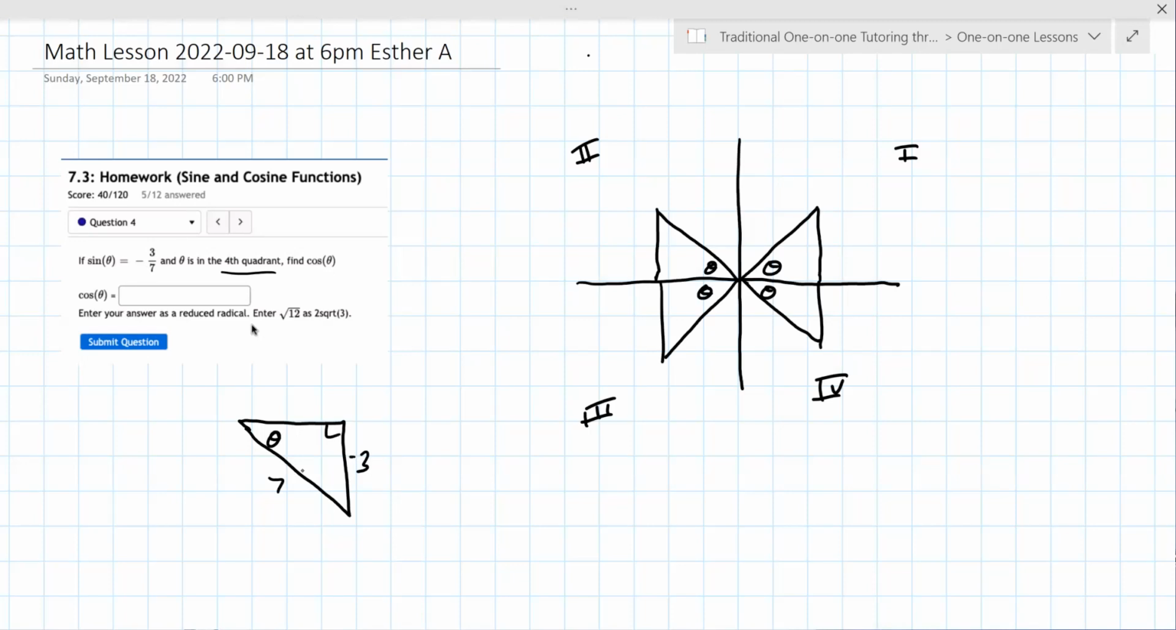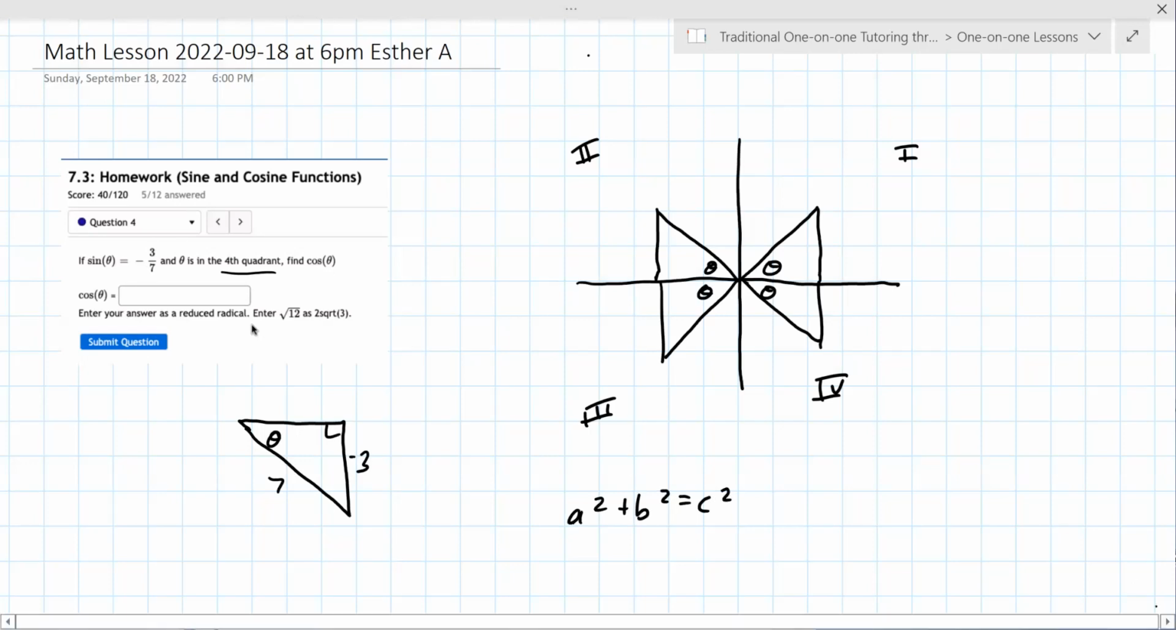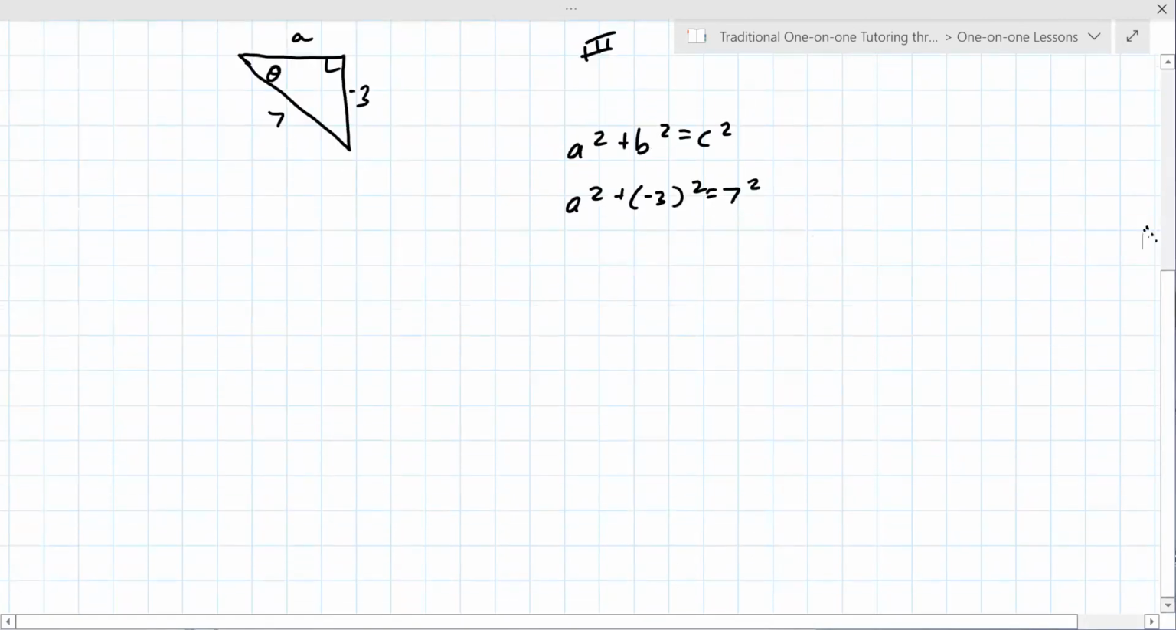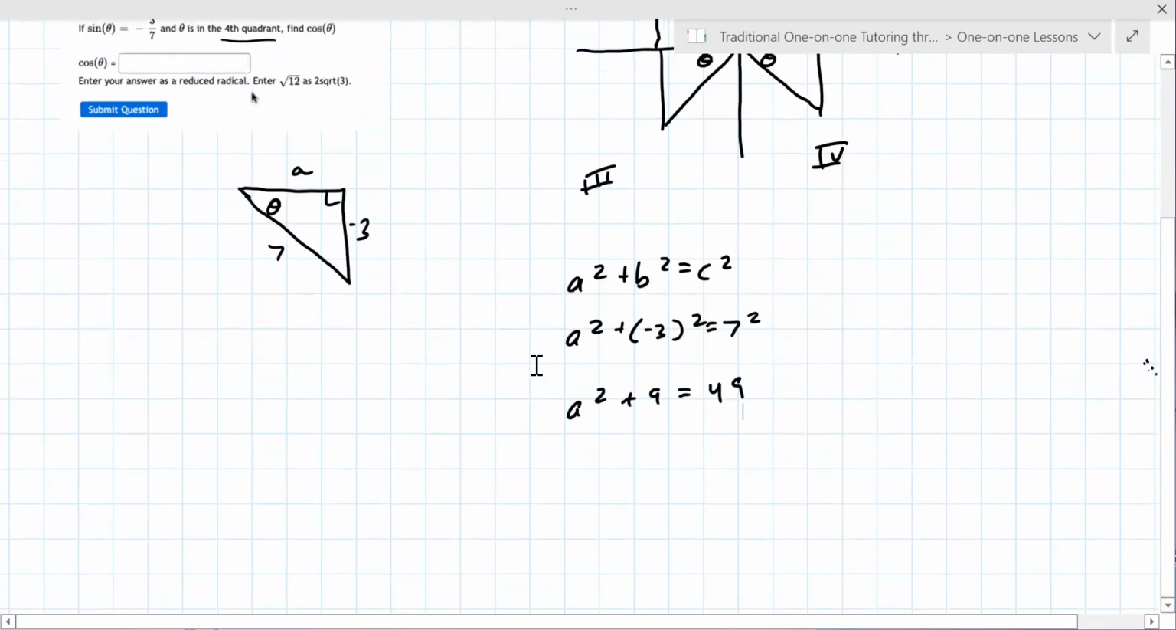And then from here, you're using Pythagorean theorem, a squared plus b squared equals c squared, to determine the missing side. So for you, let's just call this a squared plus -3 squared equals 7 squared. How comfortable are you solving, reducing something like this? I'm pretty comfortable with that.